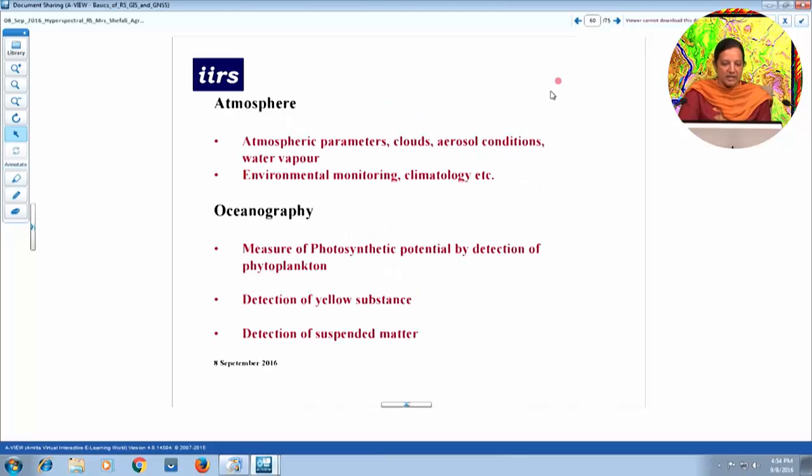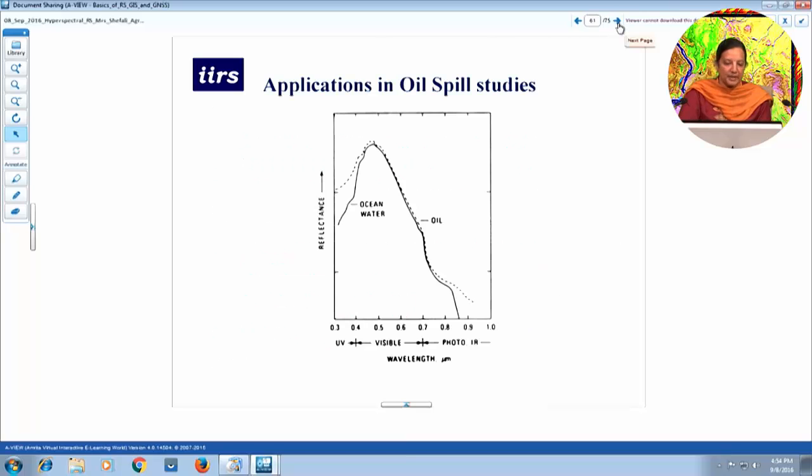Then atmospheric studies: atmospheric parameters can be measured using a hyperspectral data set. Oceanographic applications, for example, oil spill. Now if you look at the general reflectance pattern for oil and ocean water, you will see hardly any difference. Very minute differences which cannot be captured with your observations from the blue wavelength onwards. Blue to some extent, but still due to scattering a lot of problems are there.